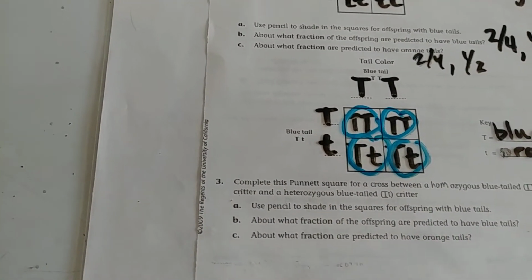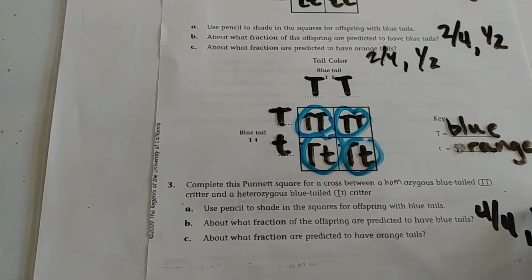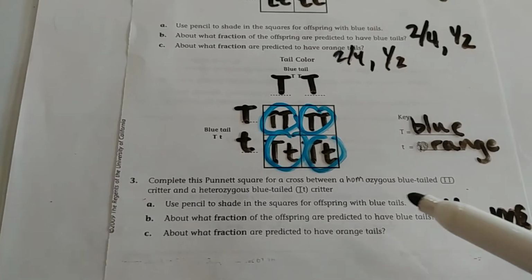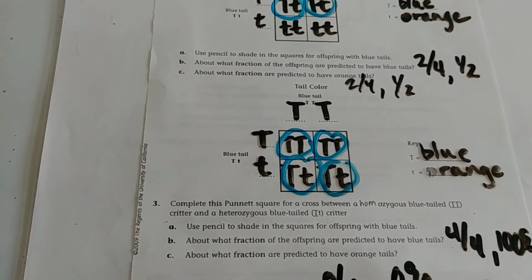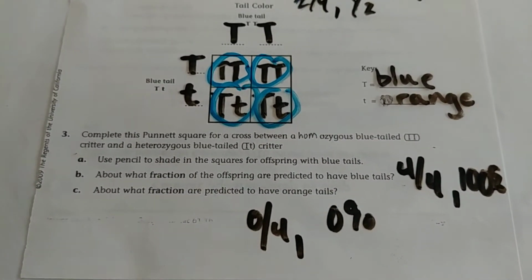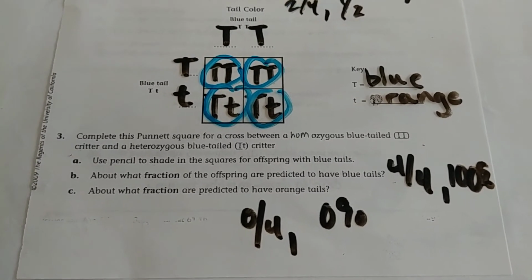So it says what fraction would have blue tails? Well, you can say 4 out of 4. You can say 100%. How many would have orange tails? In this square, none of them do. 0%. 0 out of 4. However you want to represent that is fine. You guys can go ahead then and use this pattern to complete the analysis questions, then turn it in.